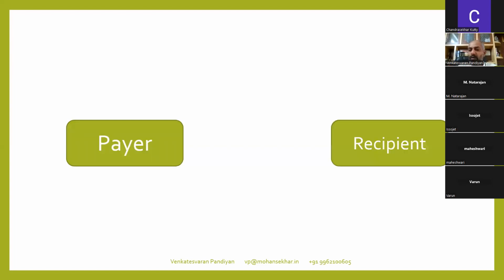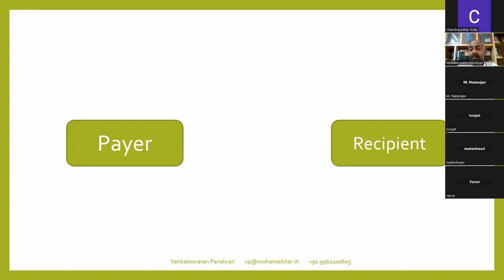Now, to put it in layman's terms, what is TDS? Let's take a case. In the case of tax deducted at source, you have a payer. To whom will he pay? He will pay a recipient. So there's a payer. When will he make a payment? He could make a payment on purchase of material or availing certain services.